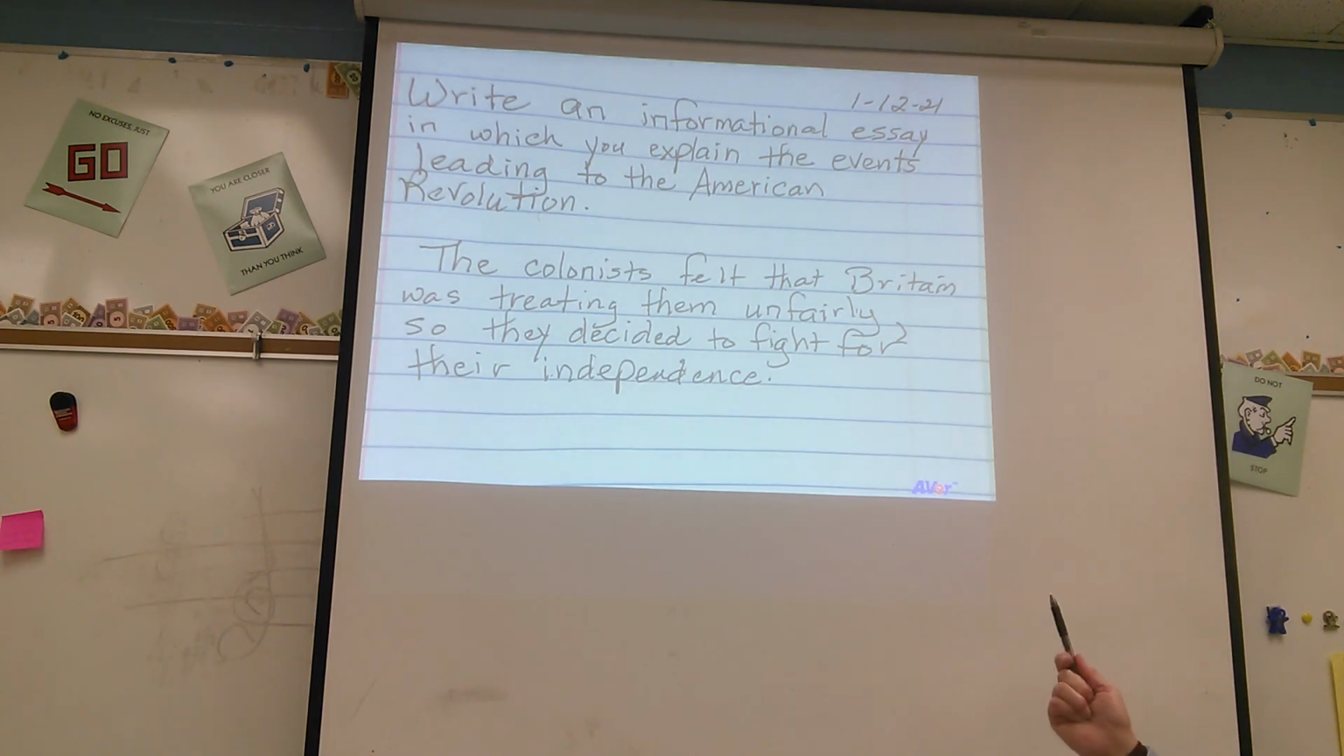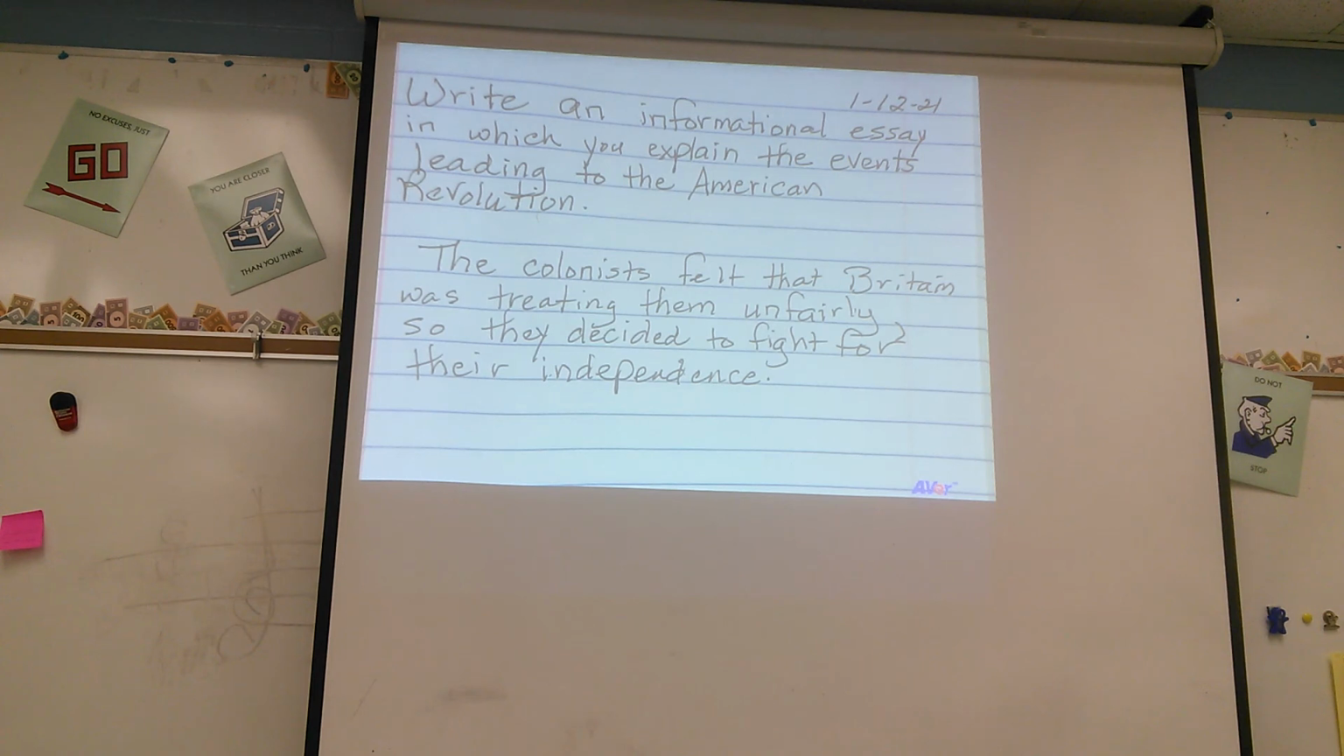And we can see that when we go to plan our essay, that's when we can say unfair taxes, and we can list all of the taxes that they felt were unfair. We can use those as our details and examples and elaborate on why they felt unfairly treated. We can talk about what Jaden brought up. We can talk about the fact that Britain tried to control their commerce and people could only buy and sell from the British.